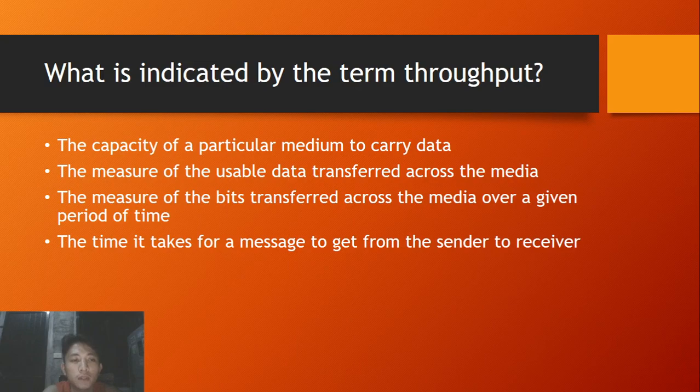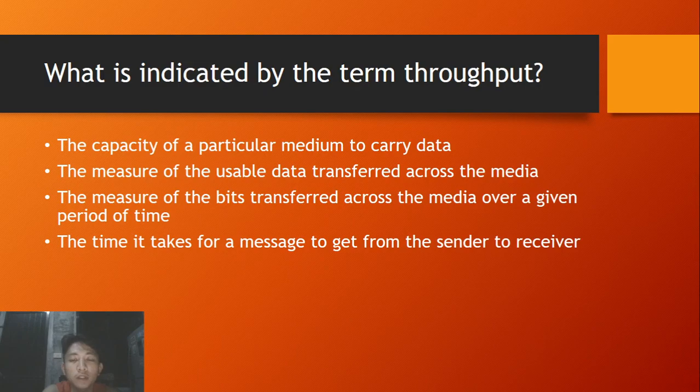Next one: what is indicated by the term throughput? The choices are the capacity of a particular medium to carry data, the measure of the usable data transferred across the media, the measure of the bits transferred across the media over a given period of time, and the time it takes for a message to get from the sender to receiver. So what is indicated by the term throughput? It is the measure of the bits transferred across the media over a given period of time.